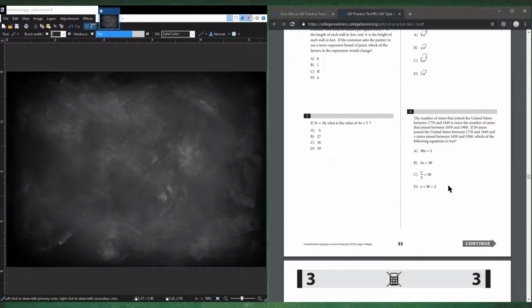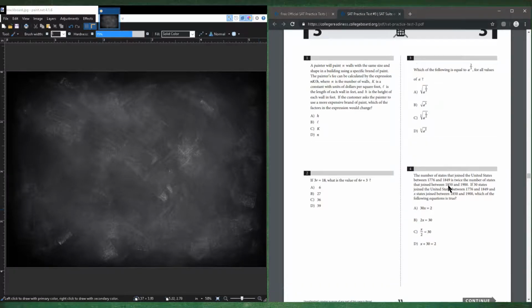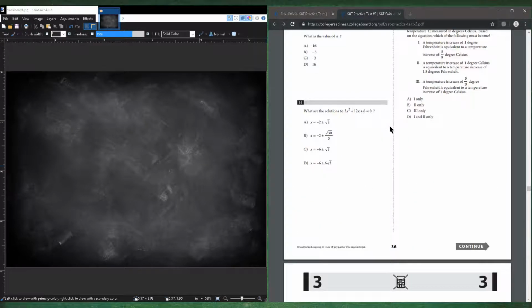So it's a pretty basic question. 4, 3, and 2 are pretty basic, but 1 is pretty long, and there are 4 variables, so you might want to reread that again. Other than that, everything else is pretty simple.